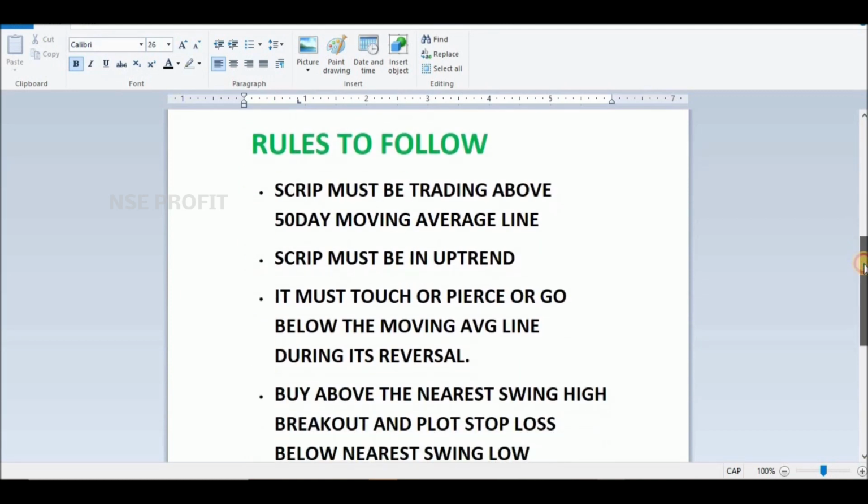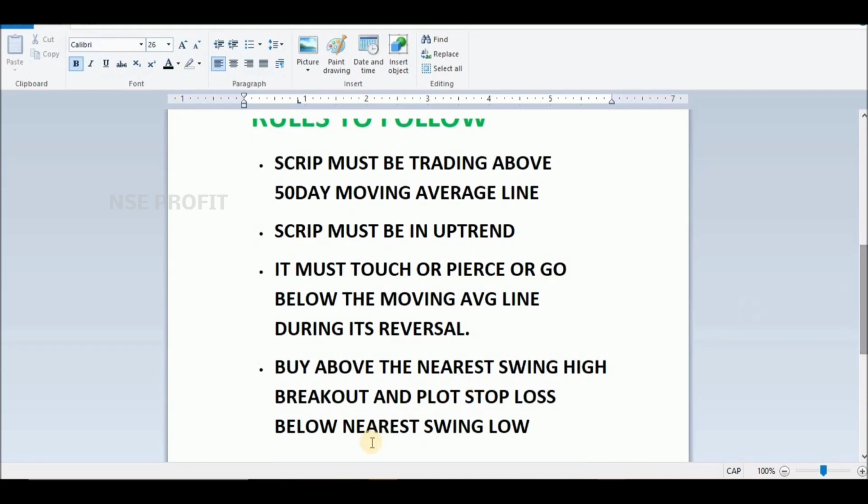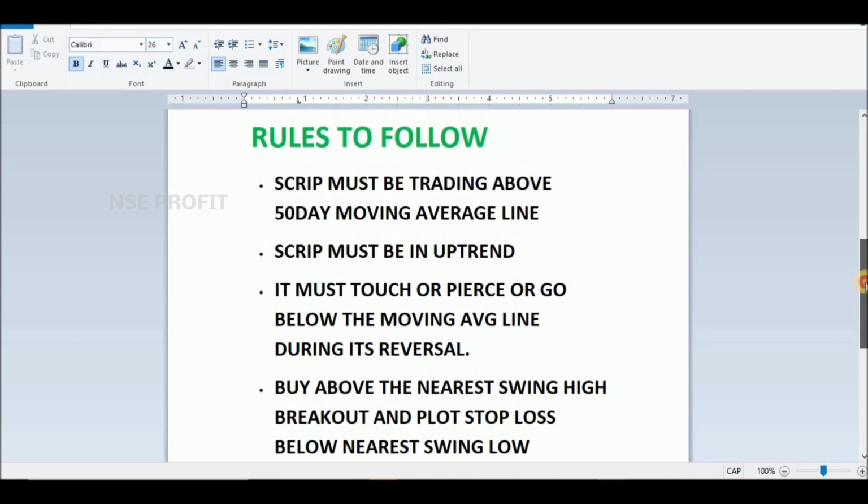The rules are: the script must be trading above the 50-day moving average line. The script must be in an uptrend. The price must touch, pierce or go below the moving average line during its reversal. Buy above the nearest swing high breakout and plot the stop loss below the nearest swing low. So these are the 4 rules we need to consider before applying this strategy on the market.